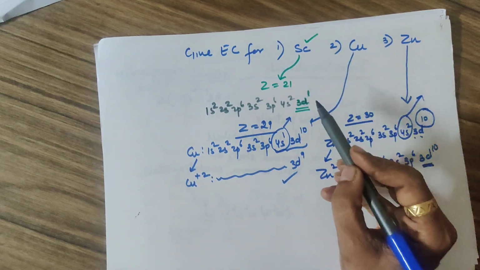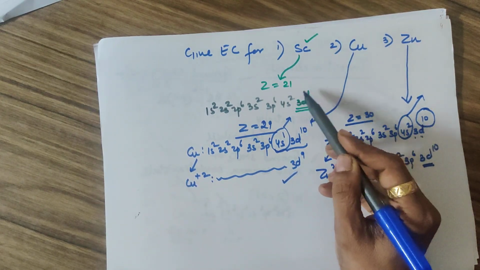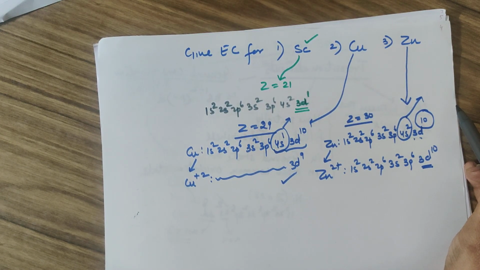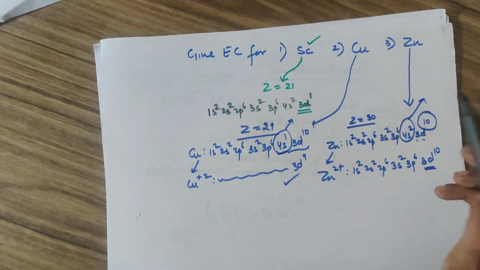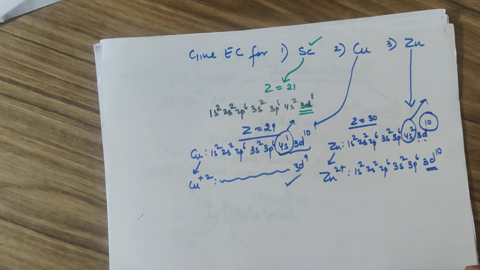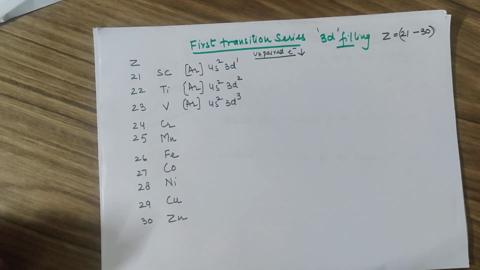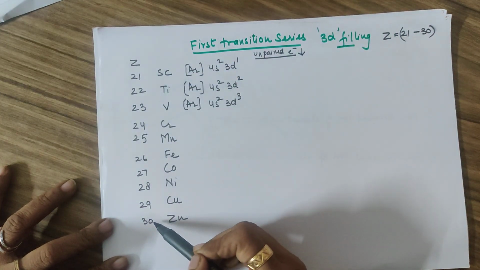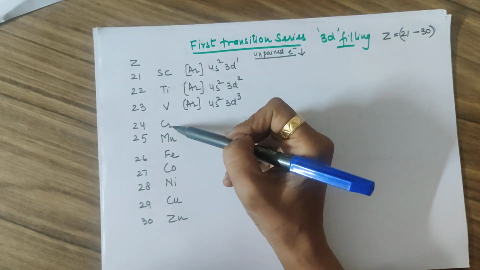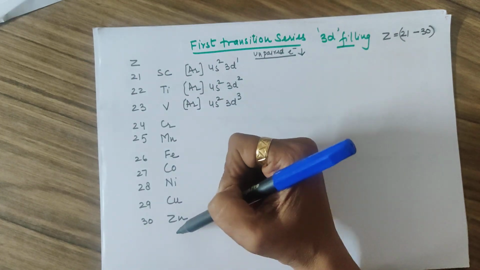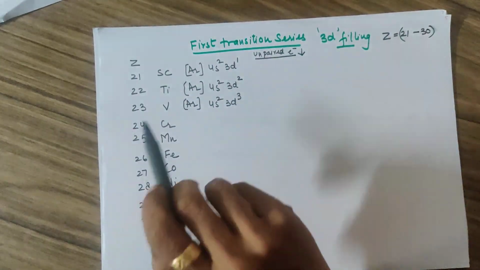Scandium is definitely a transition element because it has a partially filled d subshell in its ground state. Zinc is not considered a transition element because it does not have a partially filled d subshell in its ground state as well as in its most common oxidation state. Am I clear? As I said, you need to know the first series of transition elements, that is from atomic number 21 to 30: scandium, titanium, vanadium, chromium, manganese, iron, cobalt, nickel, copper and zinc. Please learn them, and you should know how to write their electronic configuration.